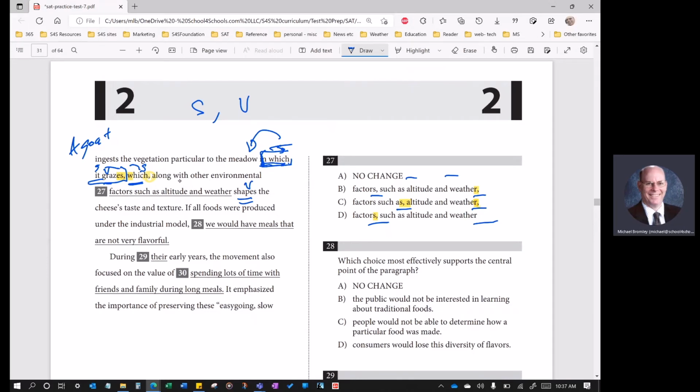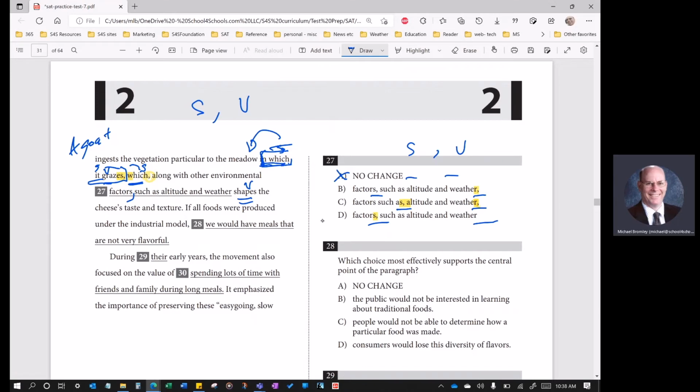But I have to have at least another comma in here somewhere so I can get rid of A, because I'm doing subject, comma, verb. That doesn't work. Now I look at B and I've got a comma, comma. I have comma, comma, and I have one other comma here. Do we want to have a comma here? Factors such as altitude and weather shapes.